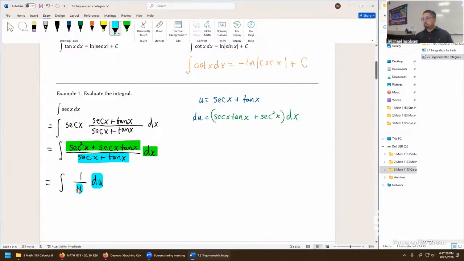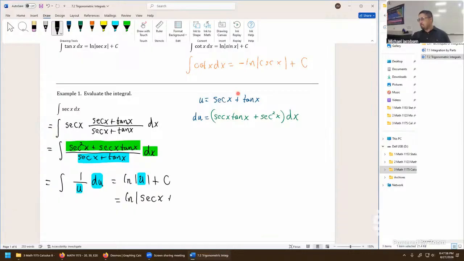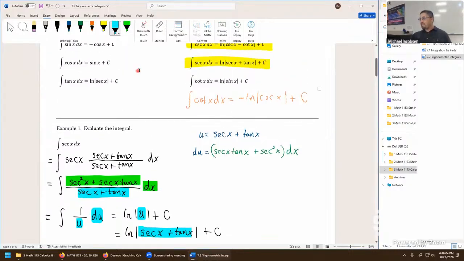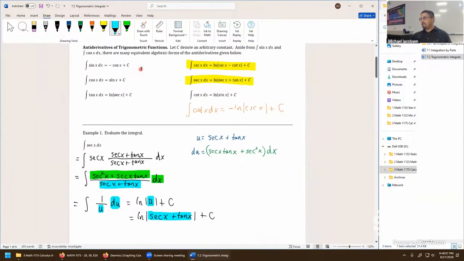So once we're there, now we have a nice antiderivative. The derivative of a natural log of x, say, is 1 over x. So the antiderivative of 1 over u is the natural log of the absolute value of u plus a constant. Then we just plug in what we said u should be, secant x plus tangent x. And this becomes natural log of secant x plus tangent x plus a constant. So that's our full-on antiderivative.